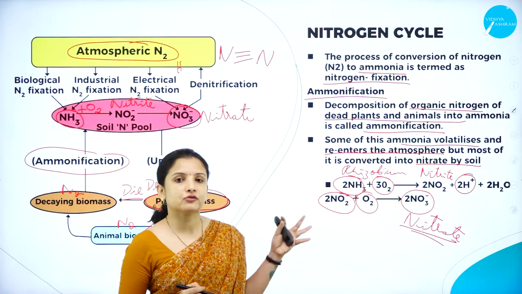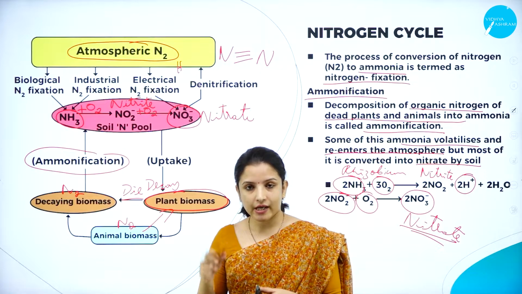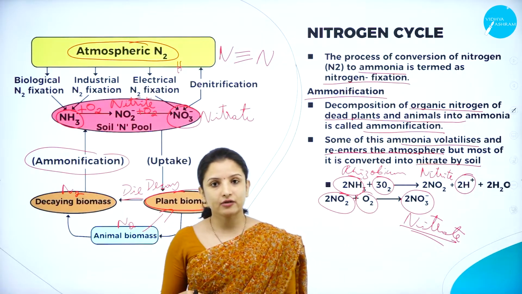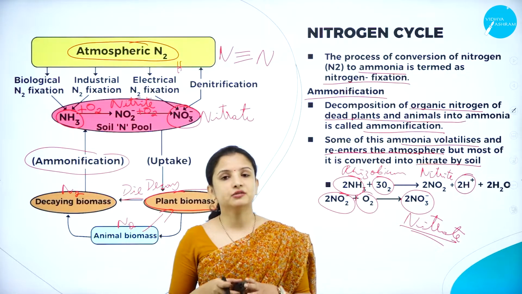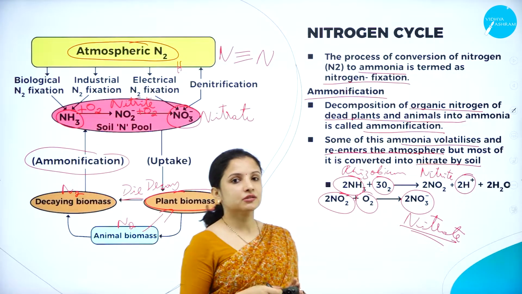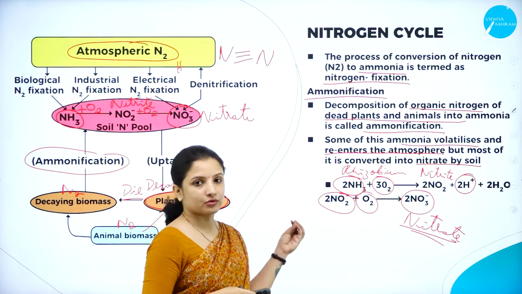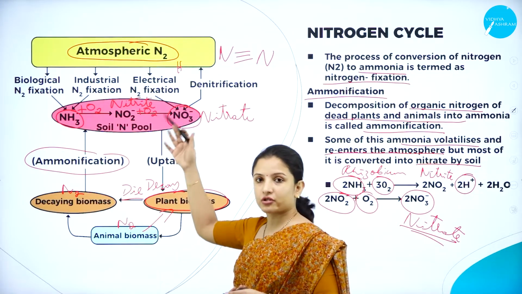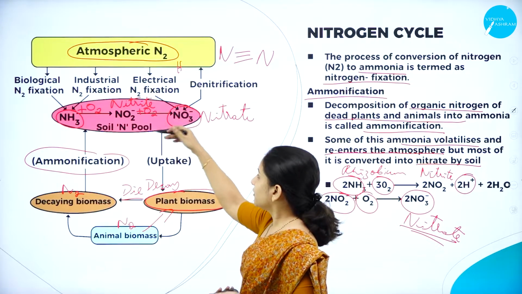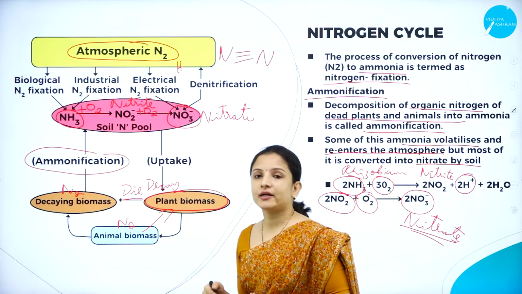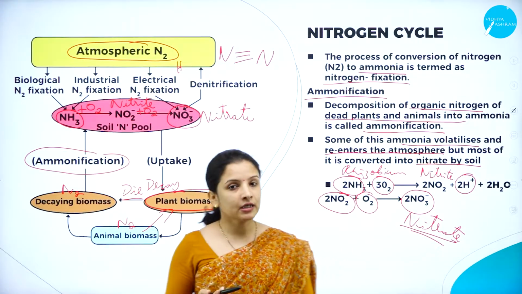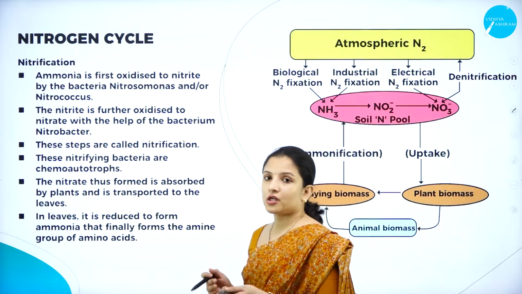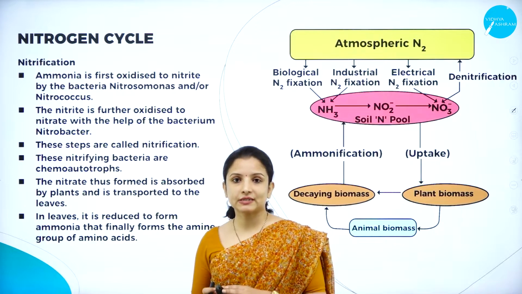So this is how nitrogen gets converted. Nitrite combines with oxygen to form nitrate, therefore adding on to the soil, and that nitrate is utilized by the plant. So this is how the ammonification process will occur. Denitrification is nothing but the loss of nitrogen. Next, talking about nitrification. We understood the different steps, right?